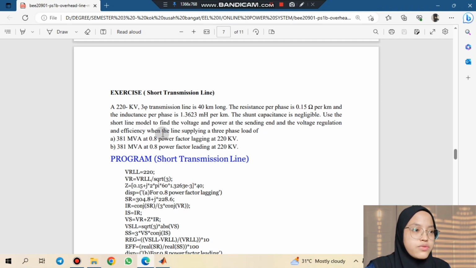Use the short line model to find the voltage and power at the sending end and the voltage regulation and efficiency when the line is supplying a three-phase load of 381 megawatt at 0.8 power factor lagging at 220 kilovolt. And second, to find the voltage regulation and efficiency for 381 megawatt at 0.8 power factor leading at 220 kilovolt.